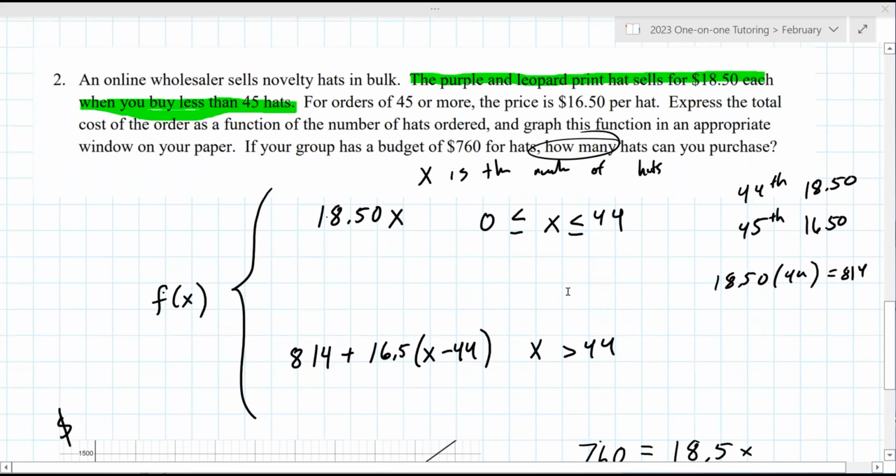And I guess I would change this up here, this 44 to 45. That is how we graphed it. There's just this awkward break because you can't buy 44 and a half hats. Yeah.